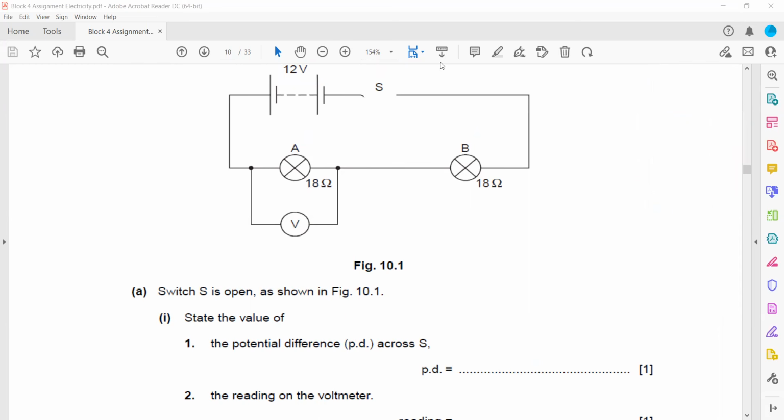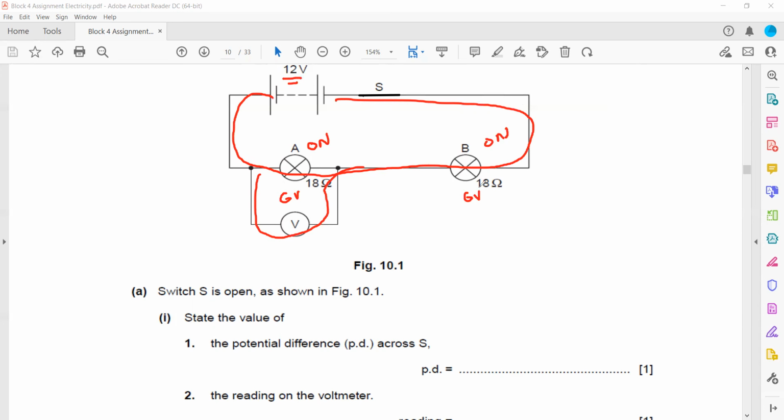if the switch S is closed here, or connected, now what happened? Because now the charges start to flow, there will be a current in the circuit. As a result, the lamps will start to work, and because these two lamps are connected in series, this is a total of 12 volt, and they have the same resistance, so they will have the same voltage. The total voltage divides equally between the two lamps, so they will receive 6 volts each.